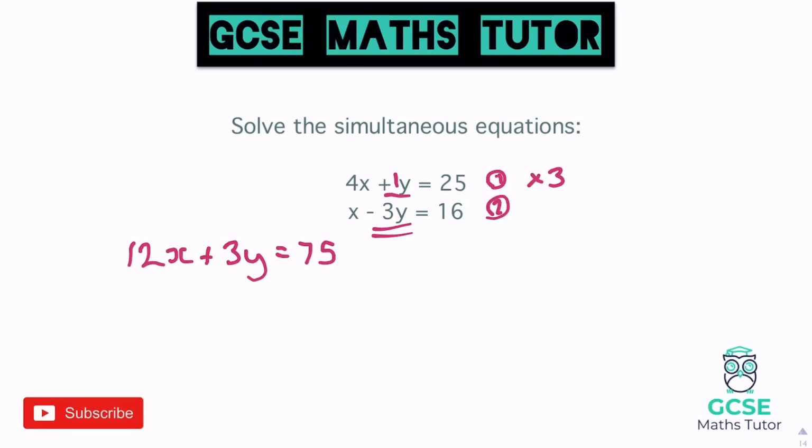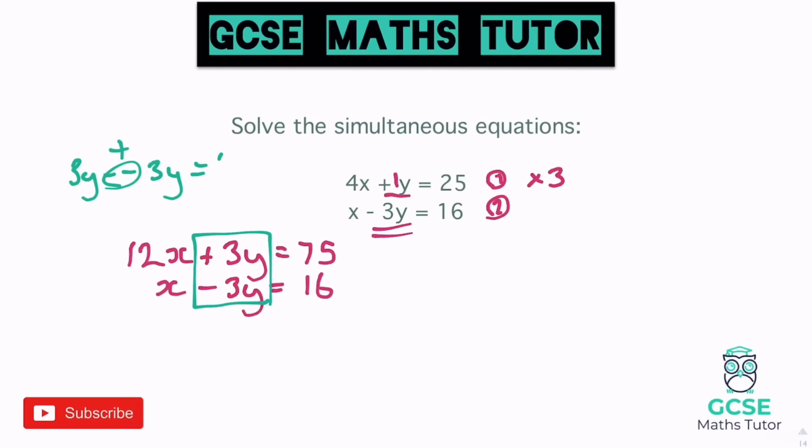I'm going to rewrite the other one below it, which was 1x minus 3y equals 16. Now at this point I have the option: I can either add these two together or subtract them from each other, but I want the 3y in the middle to get eliminated. If I was to do 3y take away negative 3y, that would become a plus and I'd end up with 6y. So taking them away is not going to work, I'm going to have to add them together. 3y add negative 3y becomes 0. So if we add these two equations together, we get 13x equals 91.